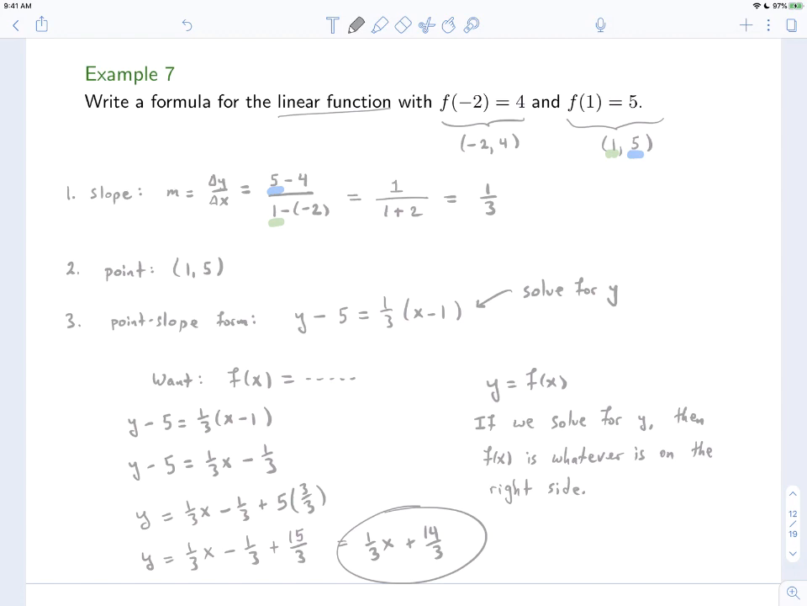And that quantity right there is your f of x. So that means our answer is f of x equals 1/3 x plus 14 over 3. And that's our answer right there. It wanted a formula for the linear function. And there it is.